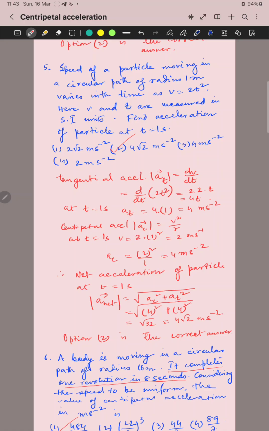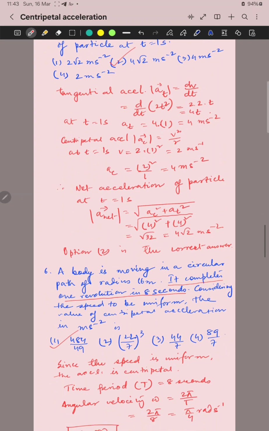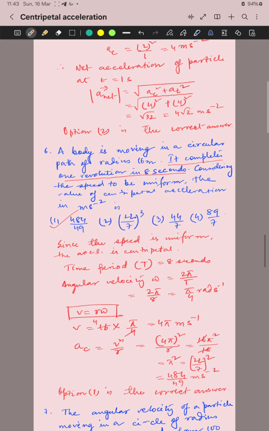So option 2 is the correct answer. Now the next sum, again a body is moving along a circular path of radius 16 meter. Now here it completes one revolution in 8 seconds. That is, the time period is given. Time period is 8 seconds.